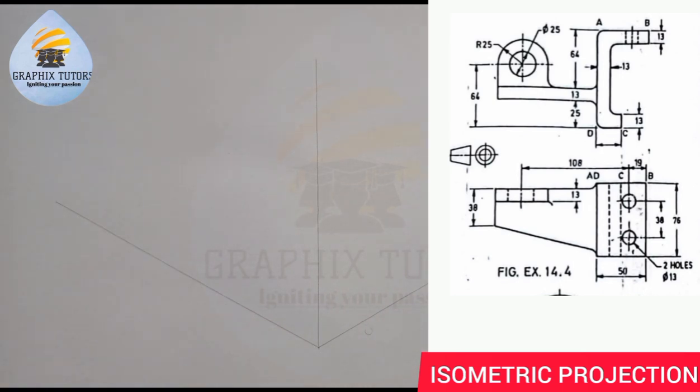Now, if you look at the diagram closely, this is the front elevation and this is the plan because it is in first angle projection, right? So in first angle projection, the front elevation is always on the top. That's where my arrow is pointing.